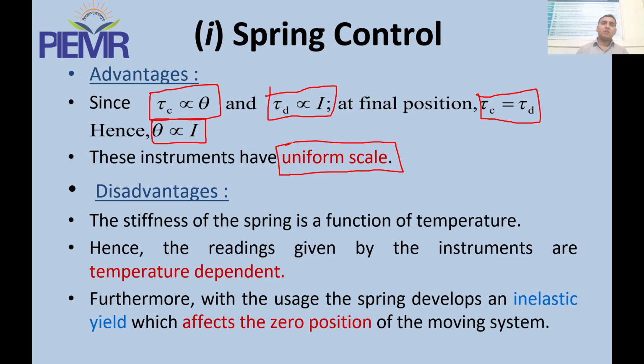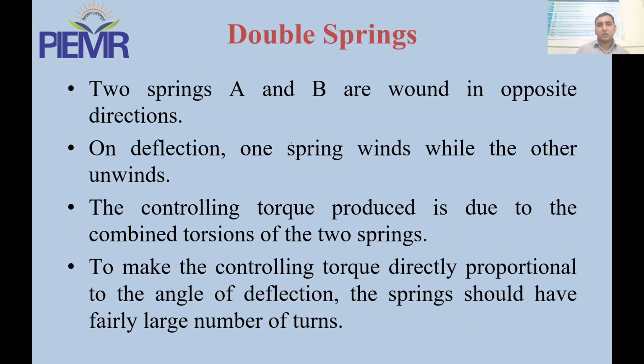Some of the disadvantages of this type of spring control, as I said previously, are that the spring has an inherent property: if the temperature fluctuates, its stiffness also fluctuates. Also, if the spring is used for a long period of time, it will lose its elasticity, so zero position cannot be maintained over a longer period, and some calibration can be provided to reduce its error. Okay, those are some of the disadvantages of spring control.